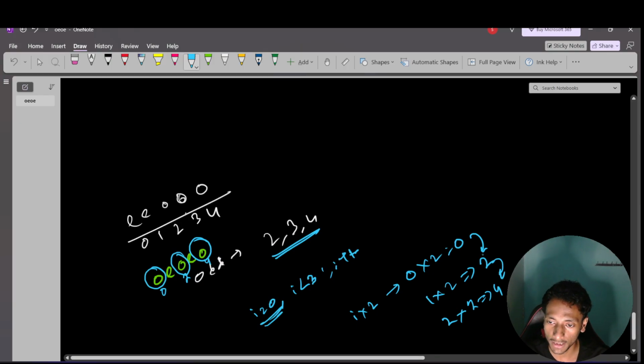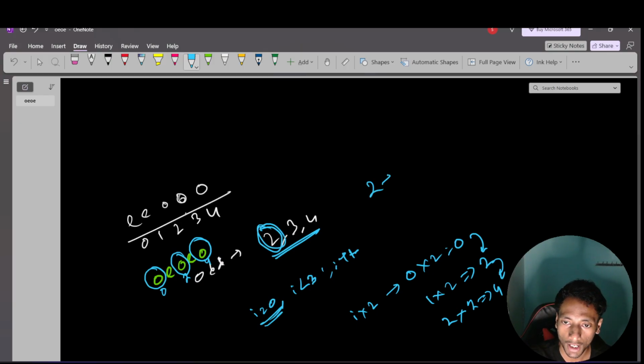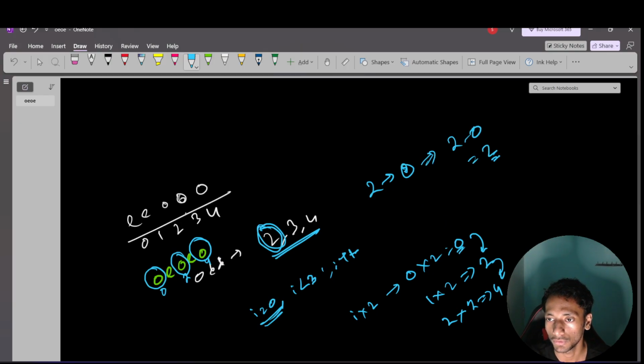So I know the target position and I know the current position. Current position is 2 and the target position is 0, so I have to pass 0. How many swipes are required? 2 minus 0, so it will be 2. Next, our current position is 3. What is the target position? Target position is 2. So it is 1. Got it?